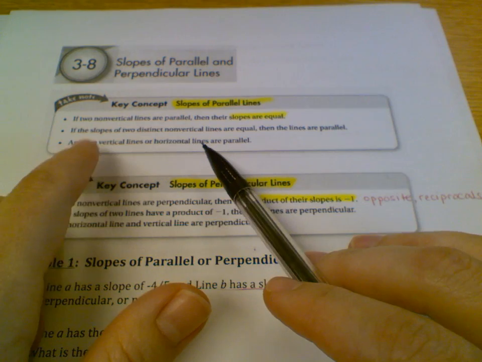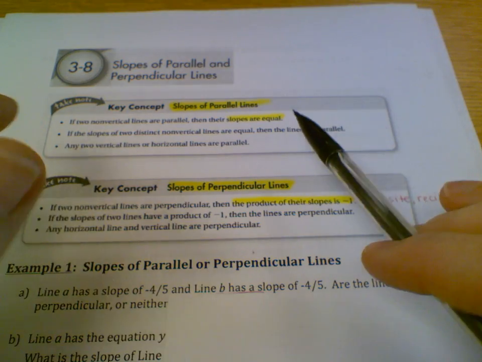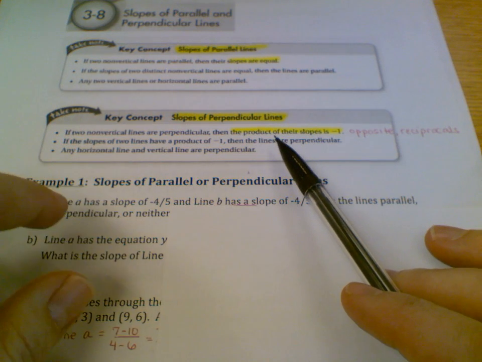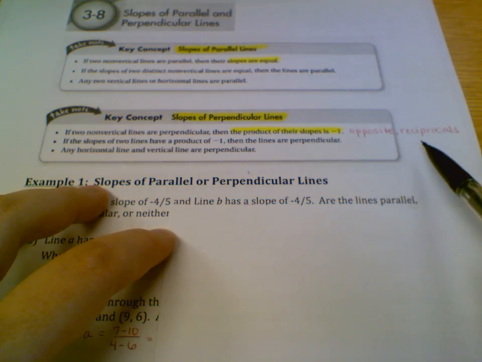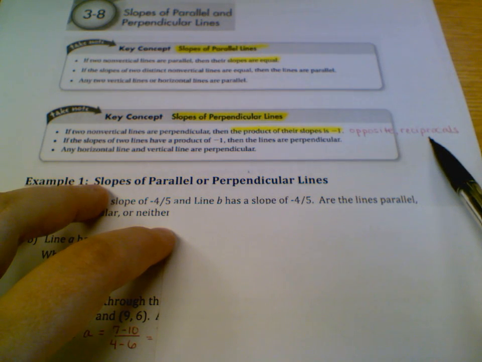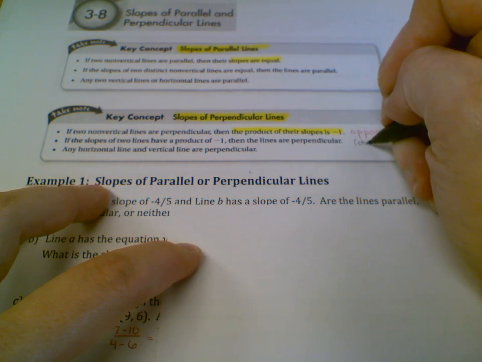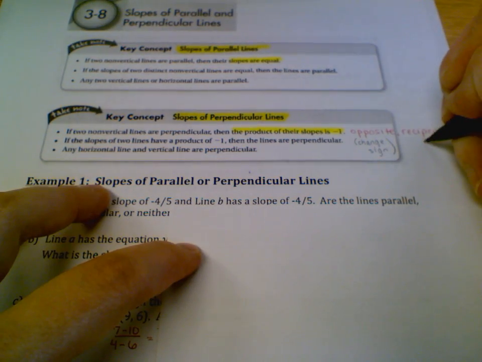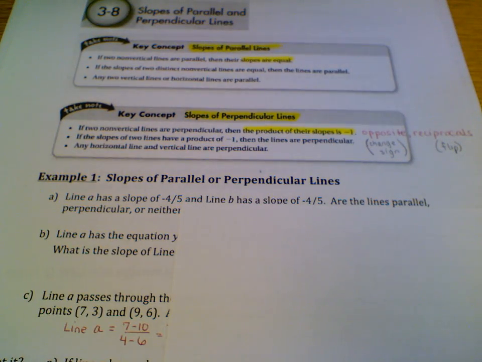This is also saying that if I know the slopes of two distinct non-vertical lines are equal, then I know those lines are parallel. The other important piece is slopes of perpendicular lines. Slopes of perpendicular lines always multiply to a -1. So the most important thing for you to utilize is the fact that their slopes will be opposite and reciprocals of each other. Now remember, opposite means I am changing the sign, and reciprocal means I am going to be flipping the numerator and denominator of that slope.